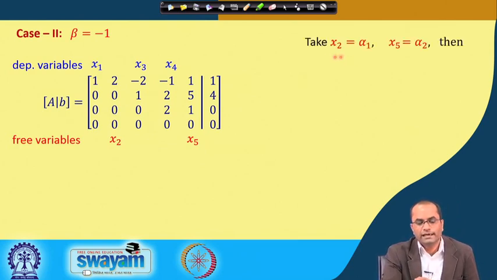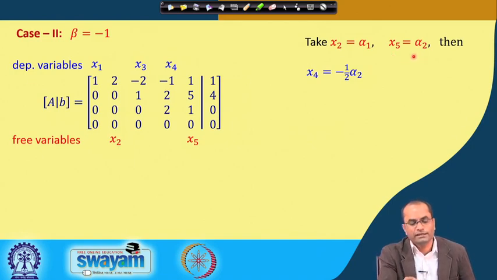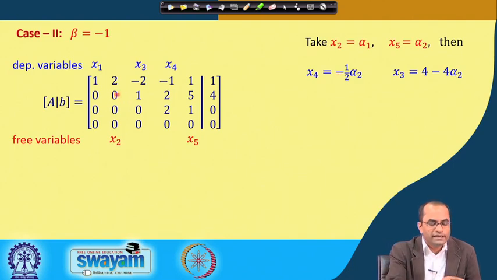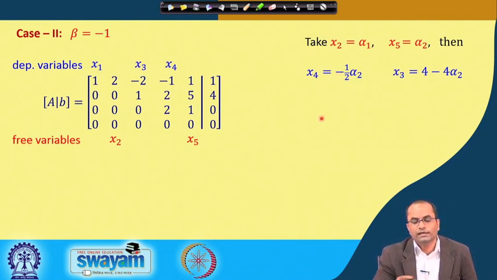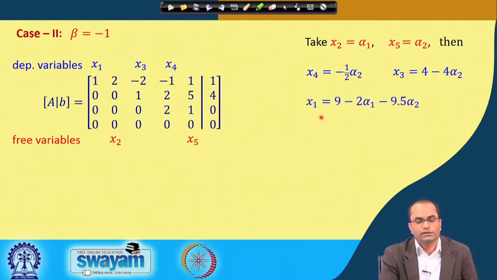So, we will take x2 as alpha 1 and x5 as alpha 2. In that case, from equation number 3 we can write down x4. From here, 2 times x4 is equal to minus x5, and x5 we have taken as alpha 2, so x4 we can write in terms of alpha 2. Similarly, x3 from equation number 2 we can write in terms of these free variables, and also x1 from equation number 1 we can write in terms of the free variables alpha 1 and alpha 2.